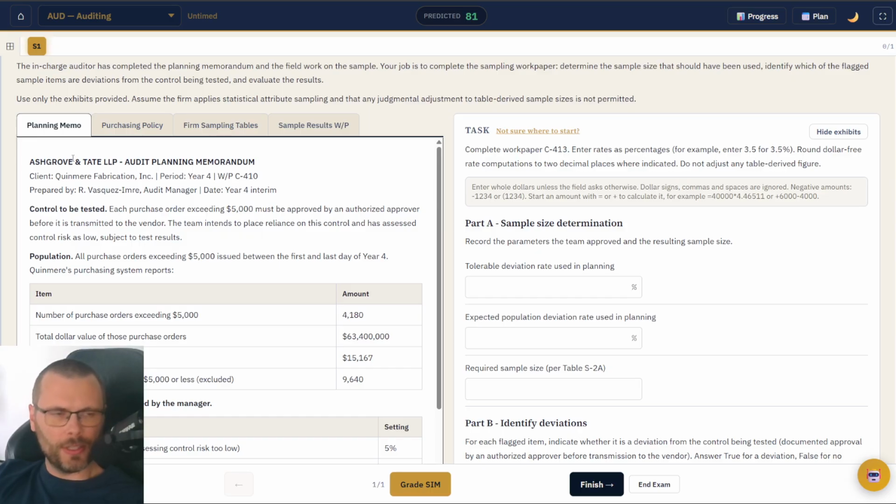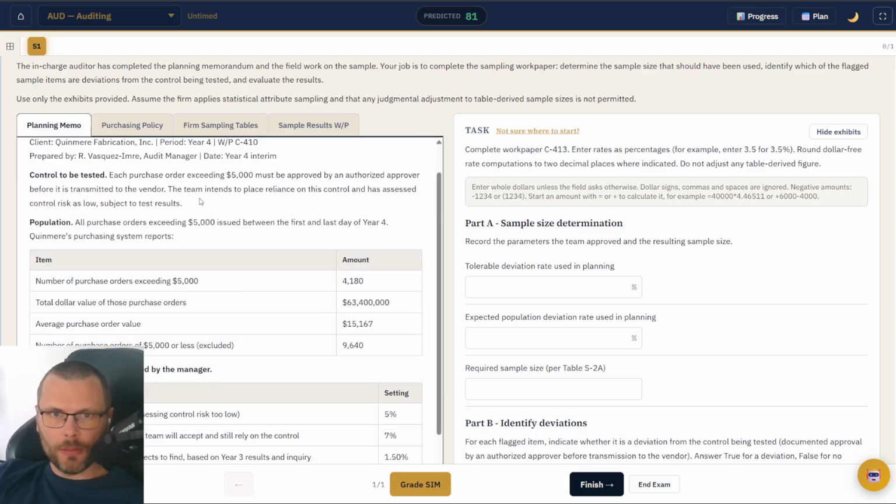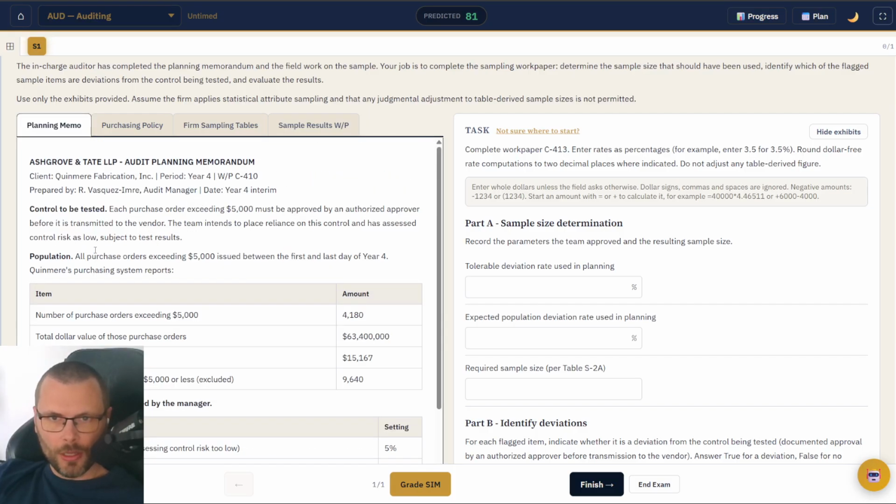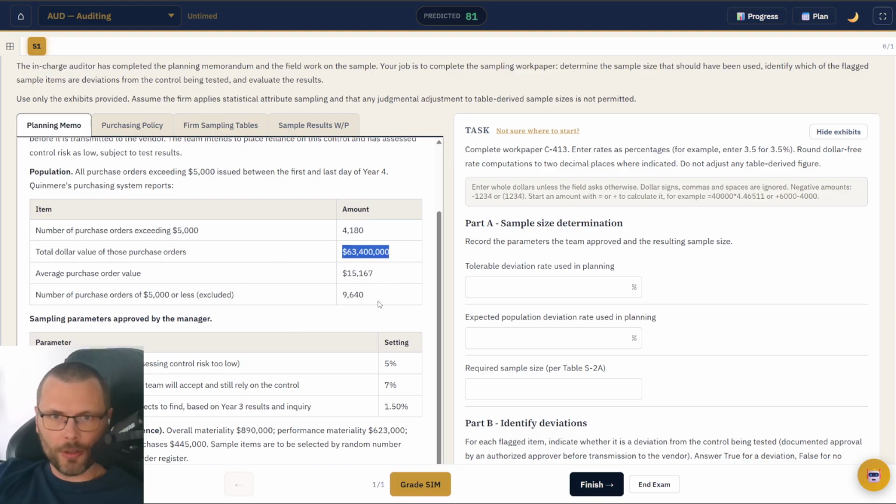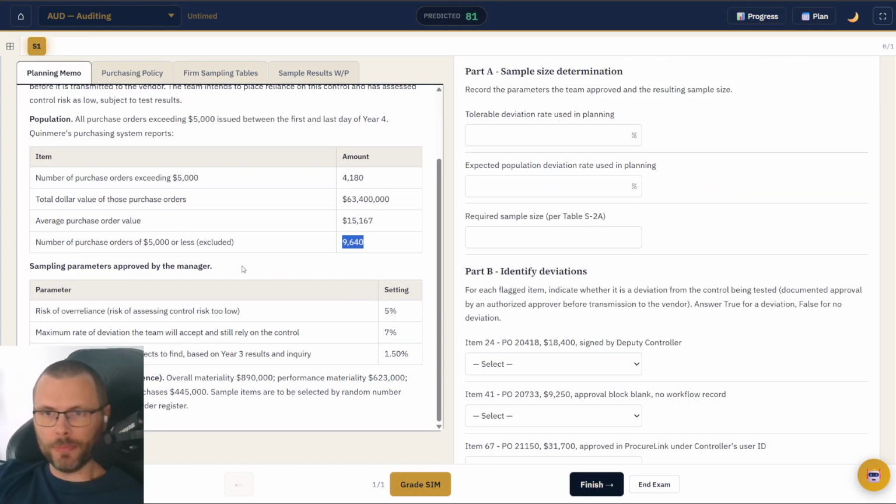So these are the exhibits now. This is the memo that we've prepared for the year 4 interim audit. It gives us a population of all POs exceeding $5,000 issued between the first and last day of year 4. That's the year under audit. Like I said earlier, there's 4,180 of them. That's the population. This is the total dollar amount. That's the average. And the number of purchase orders less than or equal to $5,000, which is not part of the population.